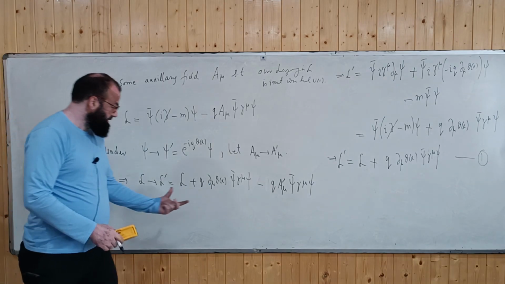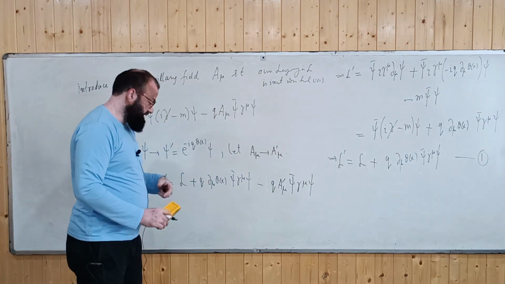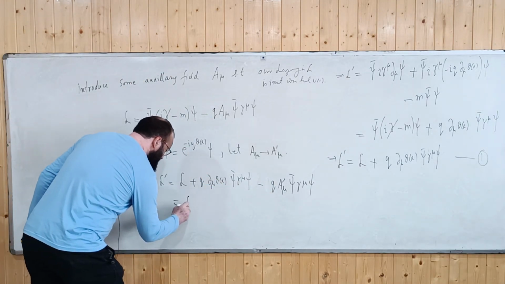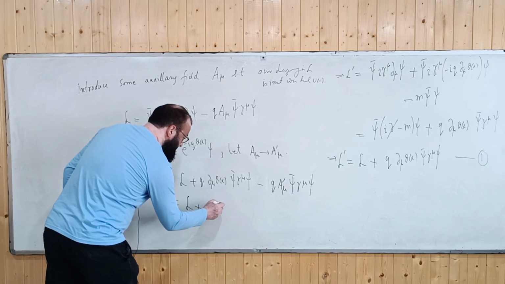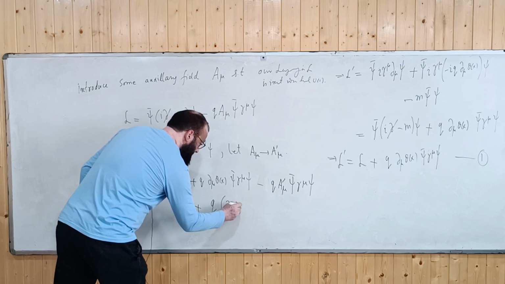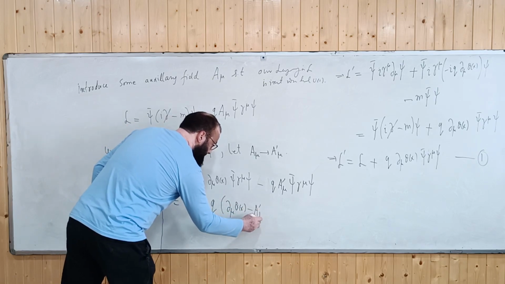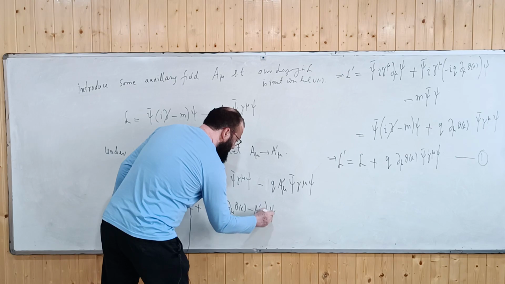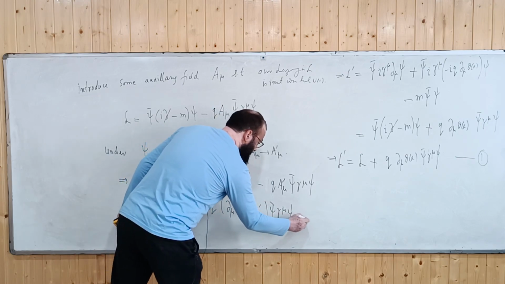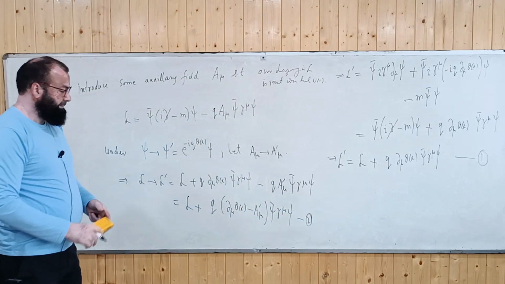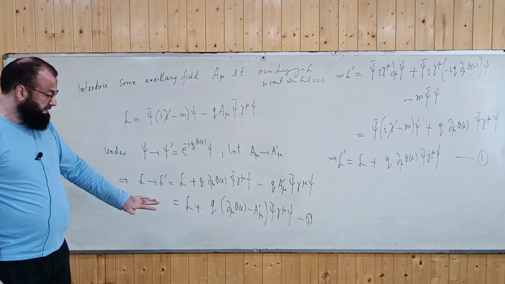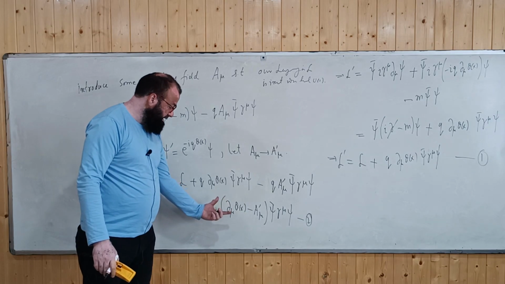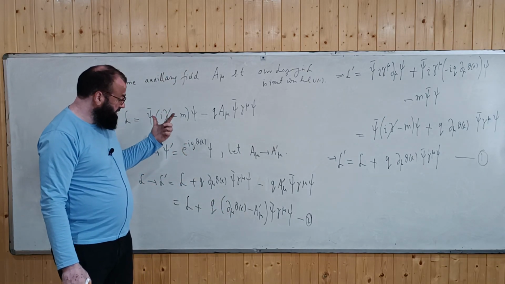Now what do I want to do? I want this term to cancel this term. So it means I am having L plus some, let's take Q out, so I am having some partial mu theta of x minus A prime mu, psi bar gamma mu psi. Call this equation 7.